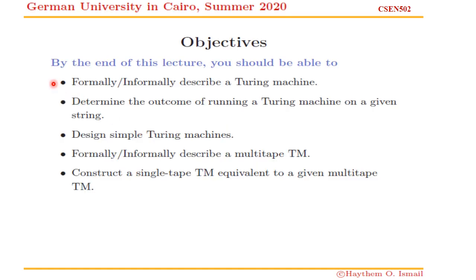So by the end of this lecture, you should be able to do the following: to formally and informally describe a Turing machine, determine the outcome of running a Turing machine on a given string, design simple Turing machines. Then you should basically be able to do all these things again, but for what is called the multi-tape Turing machine. And then you should be able to transform a multi-tape Turing machine to a single-tape Turing machine, right? You show that for every multi-tape Turing machine, there's an equivalent Turing machine with a single tape.